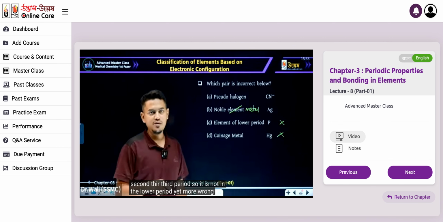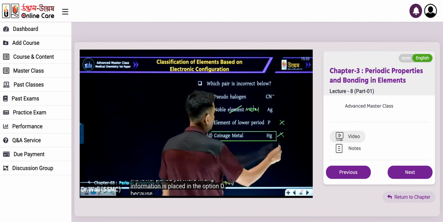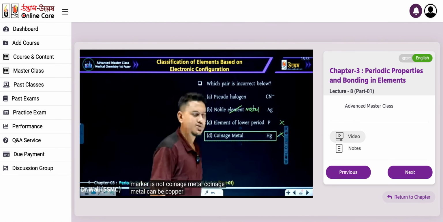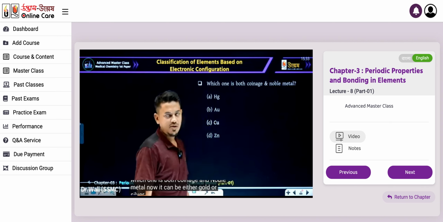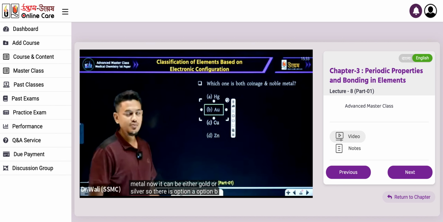Yet more wrong information is placed in option D because mercury is not a coinage metal. Coinage metals can be copper, silver, gold. Anyway, which one is both a coinage and a noble metal? Now it can be either gold or silver. So there is option A, option B, which is gold.